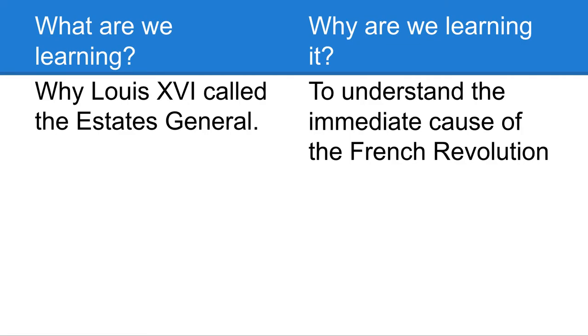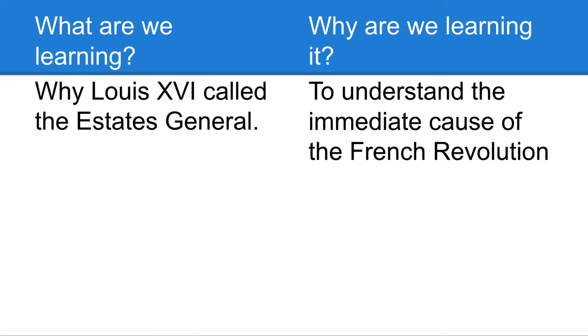Today we're going to talk about why Louis XVI needed to call the Estates General, who the Estates General was, and we're doing this because this is the immediate cause for the French Revolution. While revolutions always can have more than one potential starting place, historians pretty clearly agree that the French Revolution started with the calling of the Estates General and the Tennis Court Oath.